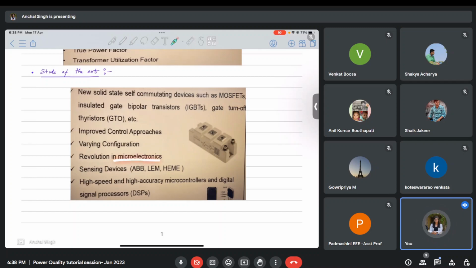Then there is a revolution in the field of microelectronics. Initially, this was an IGBT switch, right? We all might have seen these kinds of IGBT switches in our labs. Nowadays, there are ICs, that is integrated circuits, coming in the market that have these switches inside them. So instead of putting a separate gate driver and this IGBT switch, I am able to put a simple IC on my board, and that IC has switches inside it. Not just one, 8 switches inside it. I just have to give gate pulses to this IC, and this IC will work like a converter.